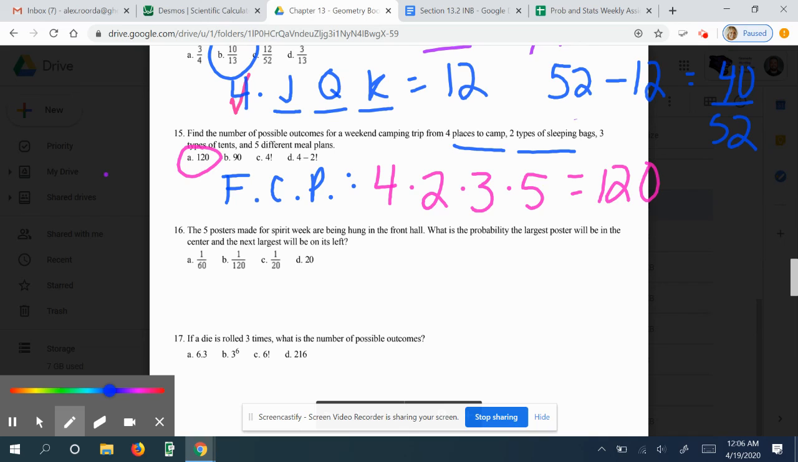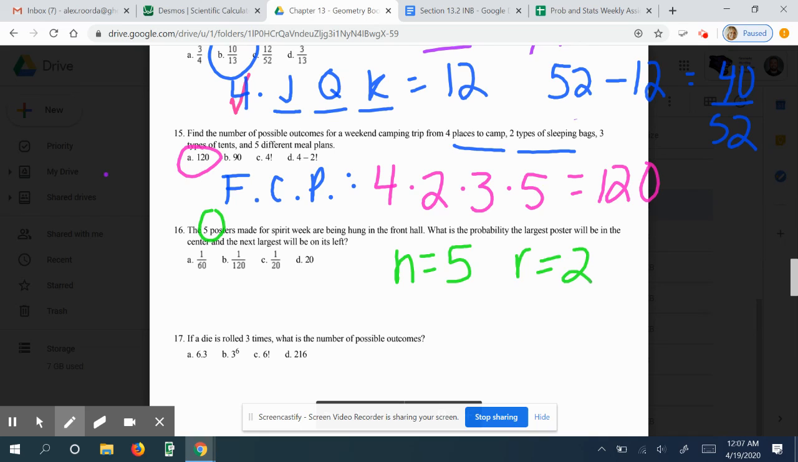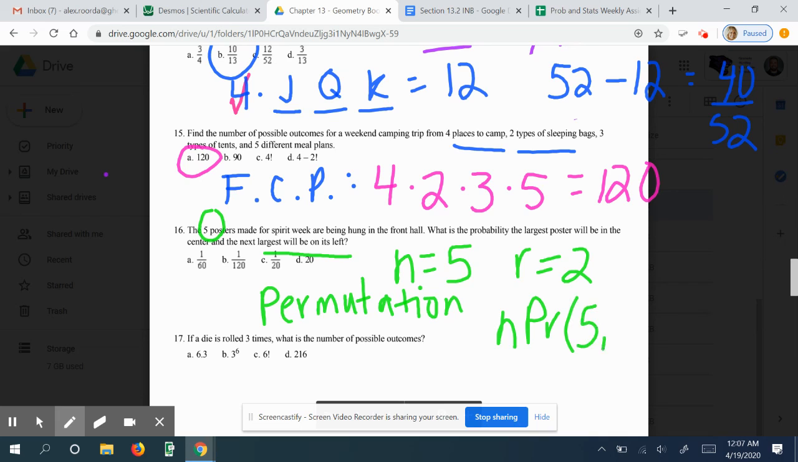All right, number 16. The 5 posters made for Spirit Week are beginning to be hung in the front hall. What is the probability that the largest poster will be in the center and the next largest will be on its left? So now we're looking at a total of 5, and we're interested in 2 posters, and we notice that order does matter. So this is a permutation, right? So that means we need to use our nPr function on our calculator, which would be 5 comma 2.